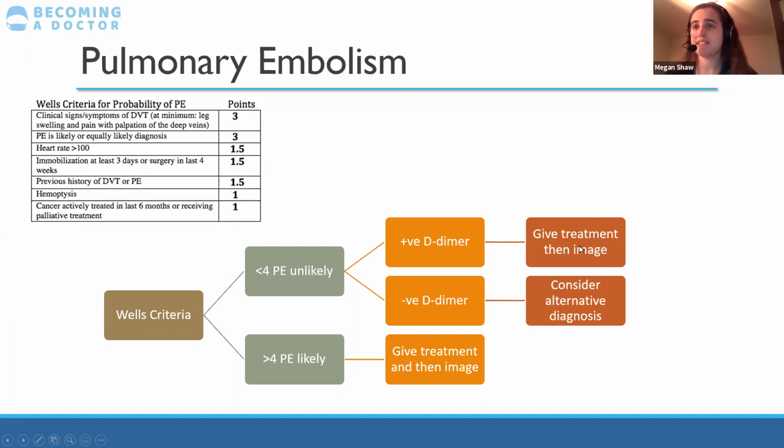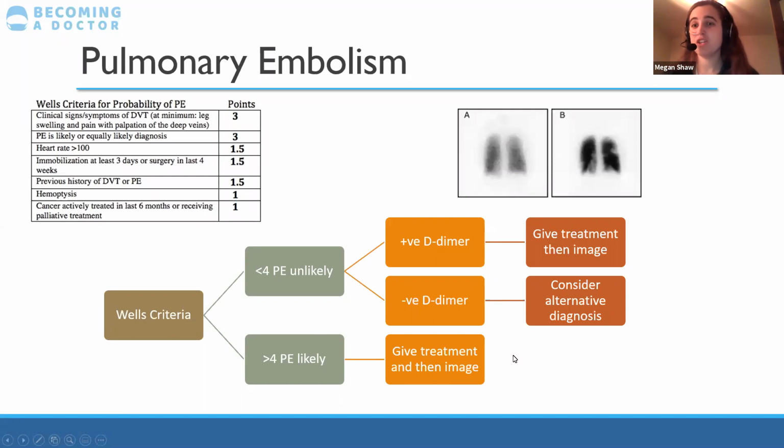So this goes back to the intervene as you go. Going back to the Wells score now, if you come down this side because they've got a score of greater than 4, you give them treatment. You don't do a D-dimer because whatever the result is, it's not going to change your management if they've got a Wells score of above 4. So you give treatment and then image.